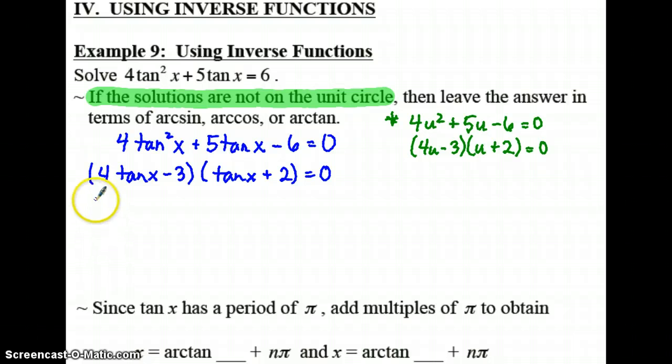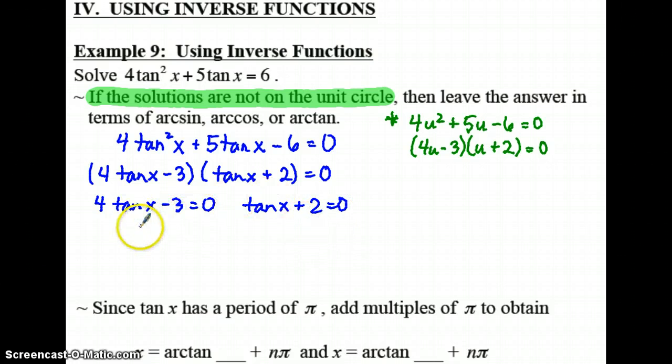So if we solve each of these equations, 4 tangent x minus 3 equals 0, and tangent x plus 2 equals 0, we add 3 to both sides, and then we divide by 4. So we have the tangent of x equals 3/4, which is not on our circle. And then we also have the tangent of x equals -2. That's not on our circle.